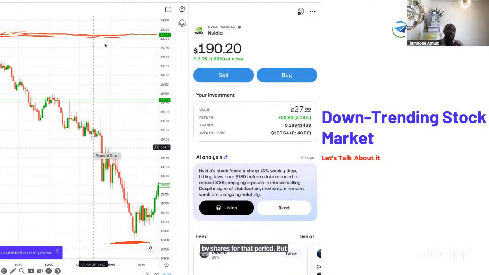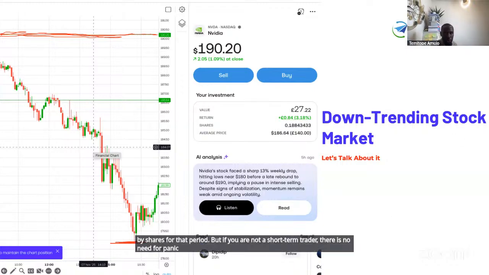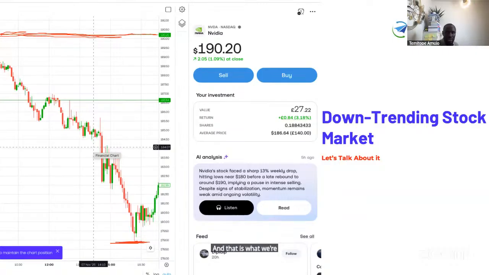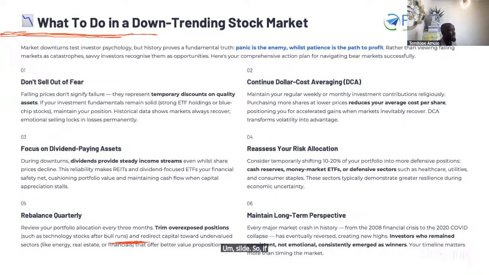But if you are not a short-term trader, there is no need for panic. So what do you do? And that is what we're going to be discussing in the next slide. If the market is coming down, turning downward, the trend is going against you, you don't need to bother. It is just like a way of testing your psychology.